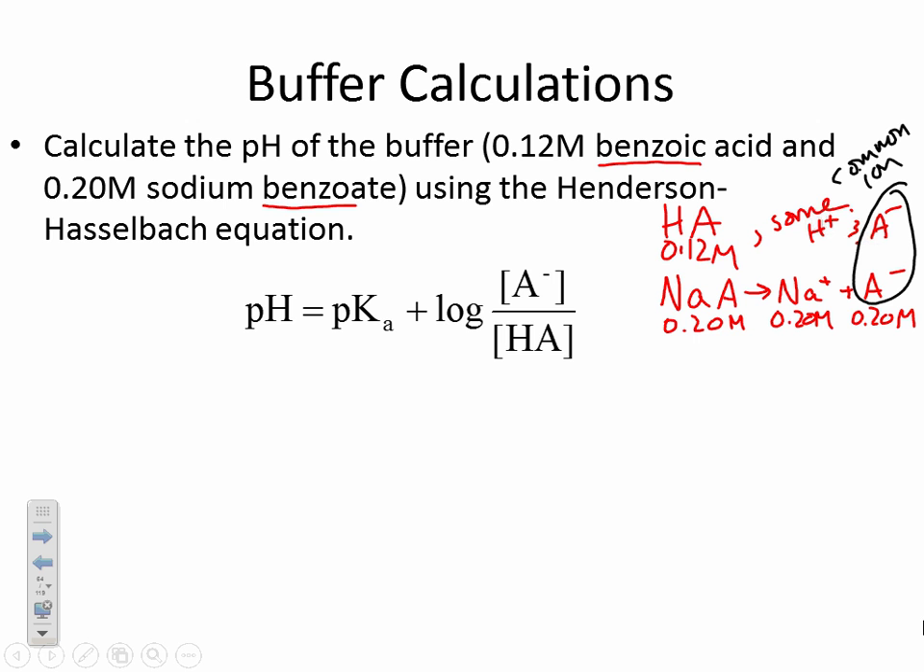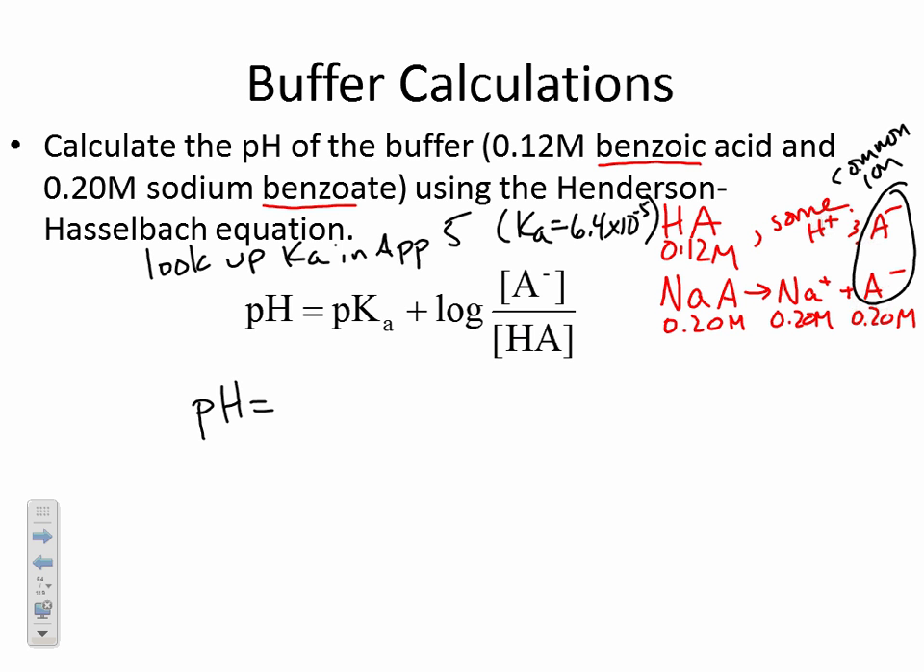I know I have A minus coming from the sodium benzoate, so I know I have a buffer. Now, in order to solve this, we need the Ka value. You can look up the Ka in Appendix 5, because you would need that to solve this problem, so make sure you use that on the problem sets. The Ka is equal to 6.4 times 10 to the minus 5th. With that, we can go right to the Henderson-Hasselbalch equation. So we're looking for pH.